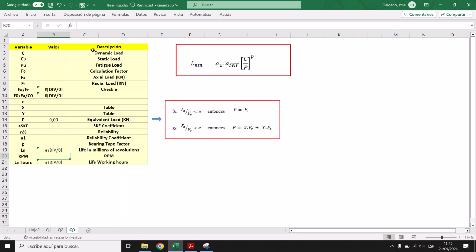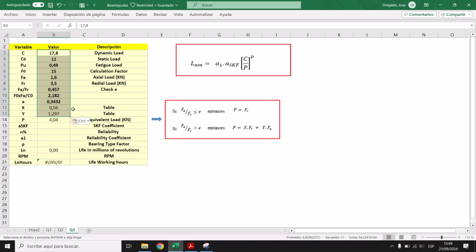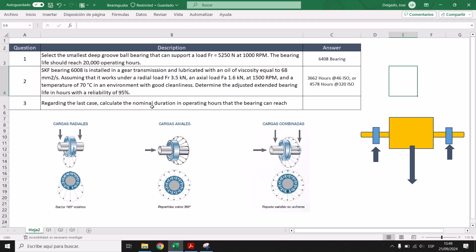I'm going to put this. As you can see, dynamic load, static load, calculation, axial load, it's the same. Our E value table is the same. I just copy the same information. Our equivalent load is the same because we are in the same case. The difference is here. SKF coefficient for nominal case, we only want to know the nominal case of a bearing. That means no lubricating case, no oil, no distribution of loads, there's nothing, just a bearing. It's not a good environment, you don't know the temperature, just that bearing for nominal case.